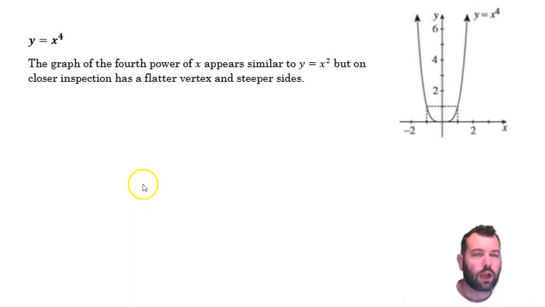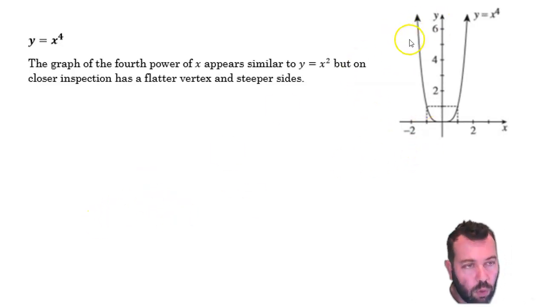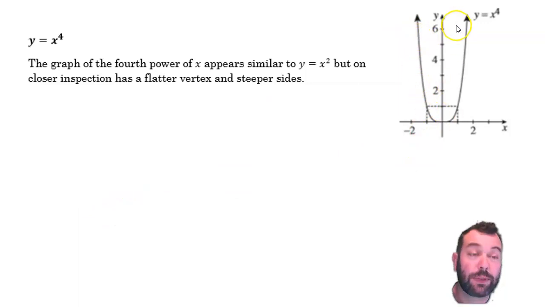Moving along now to y equals x to the power of 4. Like this, we can see it looks a bit like a parabola, a bit like a quadratic in that sense. But the sides are a bit steeper and the bottom's a bit flatter. Right? That's the main thing to take on there. It has domain of all values of x. Its range, however, is greater than or equal to 0. Okay, y equals x to the power of 4.